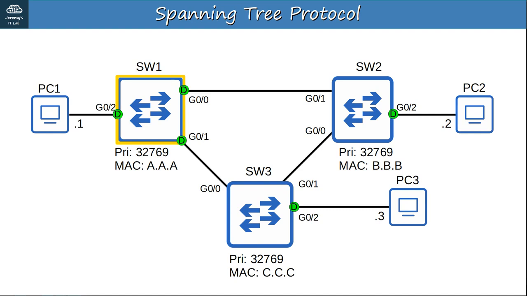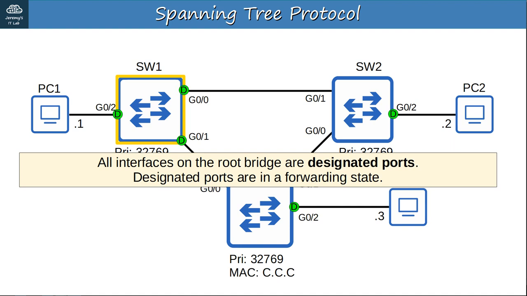So here in VLAN 1, switch 1 is the root bridge. All interfaces on the root bridge are designated ports, and designated ports are in a forwarding state. Designated port is just one of the port roles in spanning tree. There are a couple other port roles. I will introduce those in a minute.